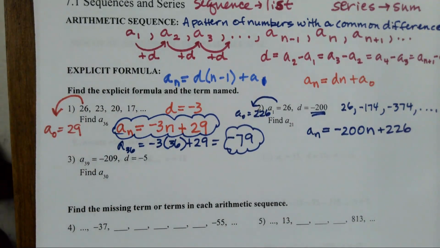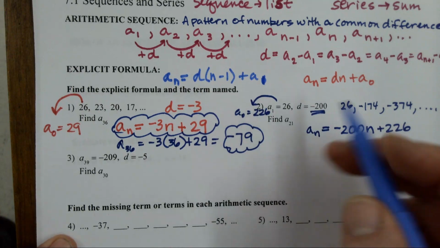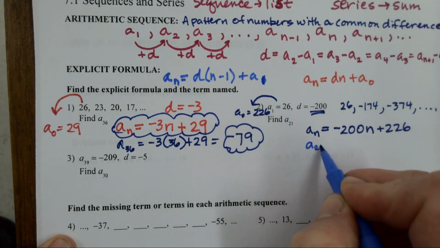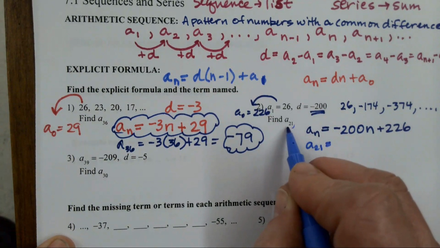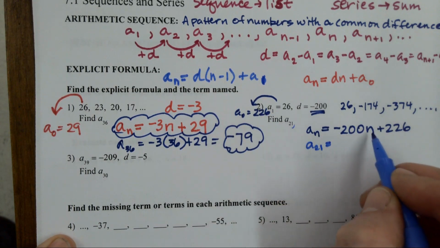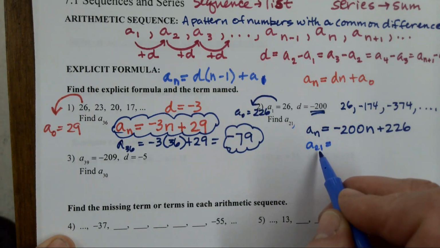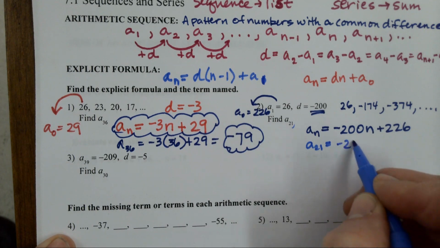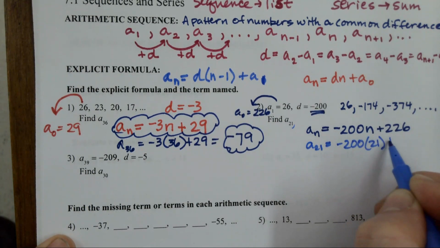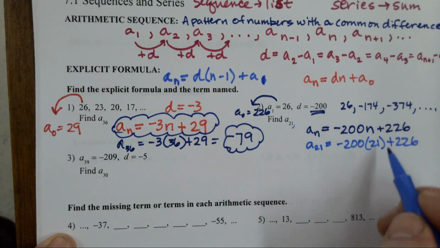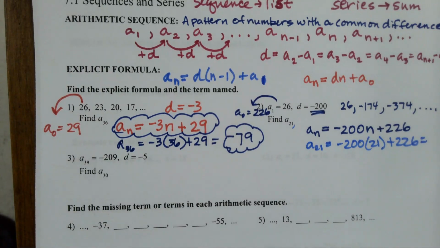So there's my formula. And now I need to find, in this case, the 21st term. So a sub 21 means take 21 and replace n with it, because that's what that represents. This is the 21st term. 21 is n. Negative 200 times 21 plus 226. And then do the math on that one as well.